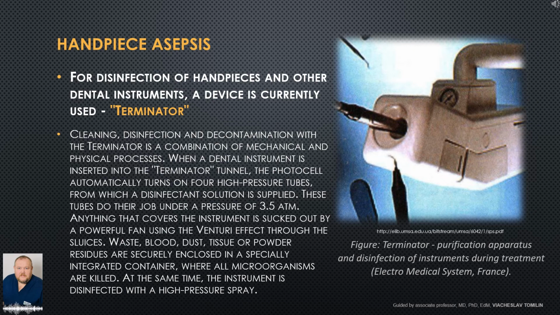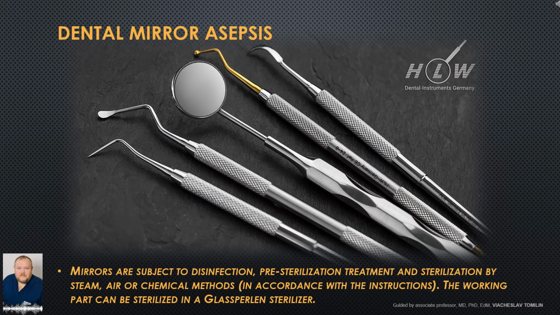Anything that covers the instrument is sucked out by a powerful fan using the Venturi effect through the sluices. Waste, blood, dust, tissue or powder residues are securely enclosed in a specially integrated container, where all microorganisms are killed. At the same time, the instrument is disinfected with a high-pressure spray. The figure shows the Terminator purification apparatus and disinfection of instruments during treatment. Electromedical system, France.